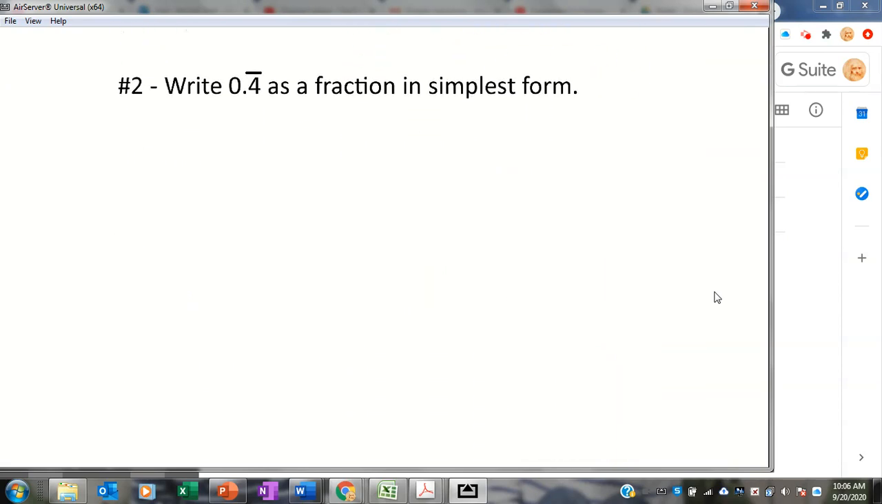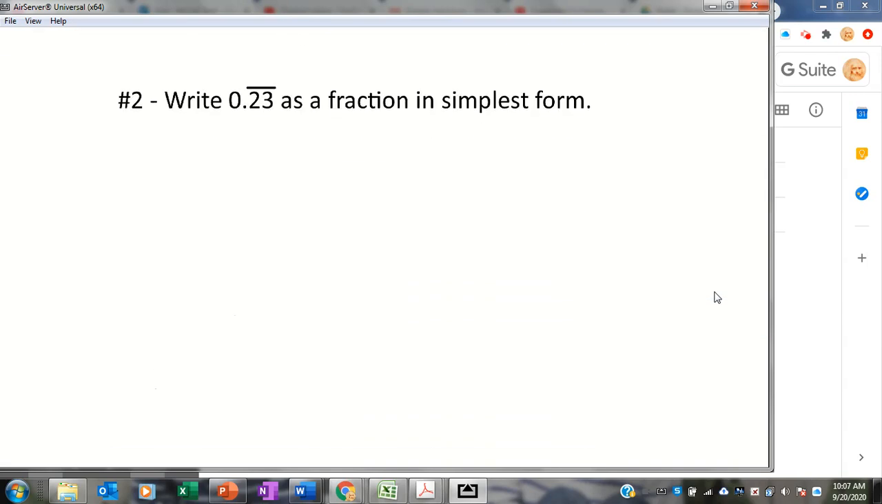Okay, now moving on, it says write 0.4 repeating as a fraction in simplest form. So I'm going to show you a trick to this. If you have 0.44444, it means it goes on forever. The way you do that is you take whatever digits are repeating, in this case there's only one, it's a 4, and you write it over that many nines. So 0.4 repeating is 4/9. It's that simple.